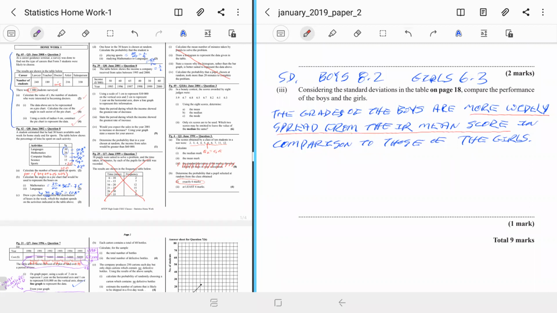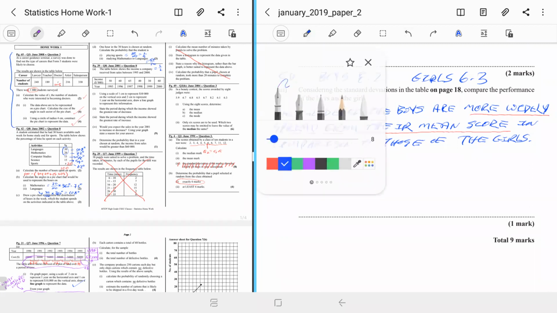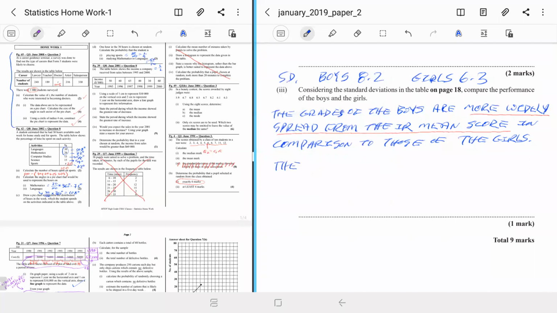And I can go further and build on it and say the grades of the girls, talking about the girls now, just to be explicit, are more closely spread, because smaller is close for this one. So this one is wide and this one is close. The values are close because it's smaller. The values are close to the mean. This one, the values are wide from the mean.